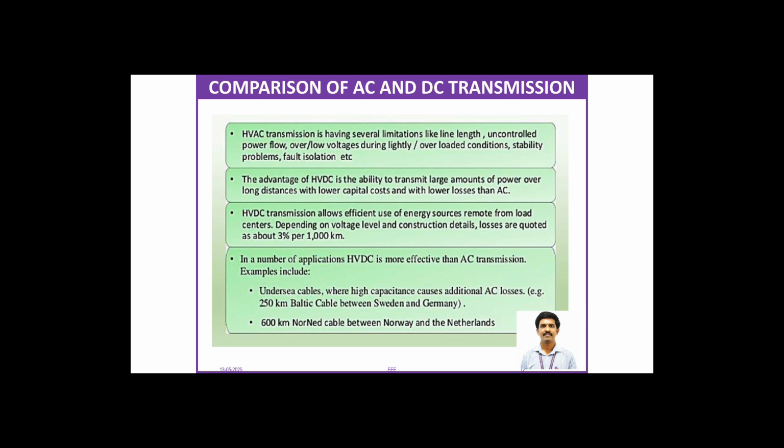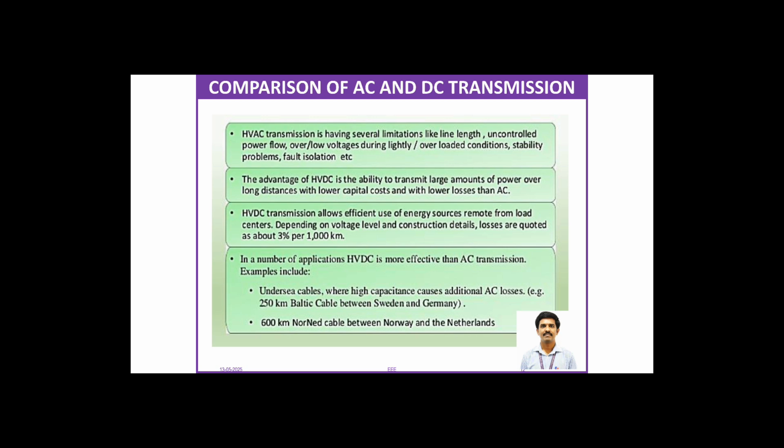Comparison of AC and DC transmission. High voltage AC transmission has several limitations, like length of the line, uncontrolled power flow, over voltage and low voltage during light loaded condition as well as overloaded condition, stability problems, and fault isolation. The advantage of HVDC is the ability to transmit a large amount of power over long distances with low cost and with lower losses than AC. So this is the major point why we are incorporating high voltage DC transmission for long transmission.